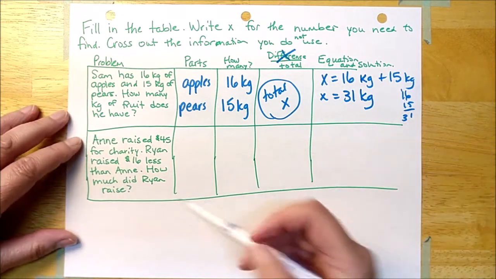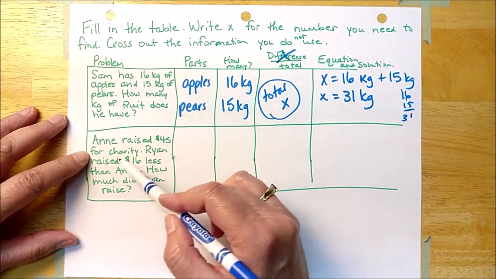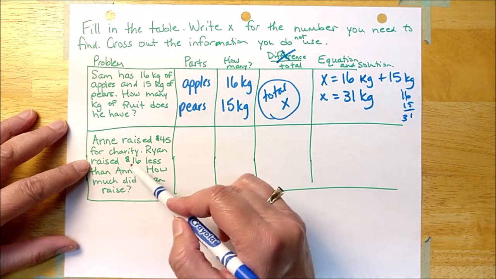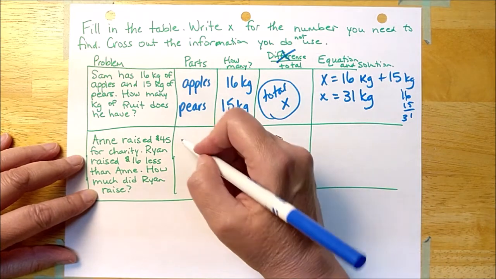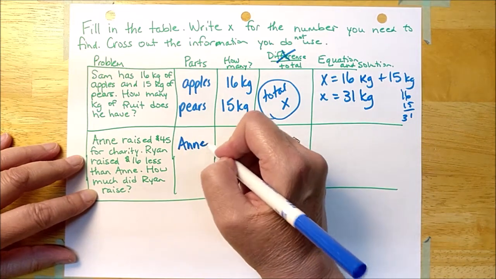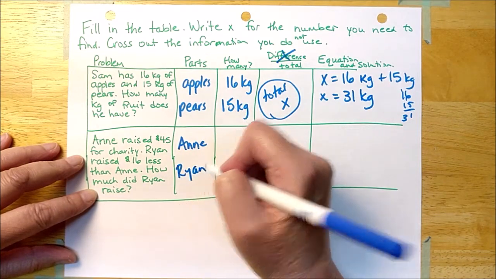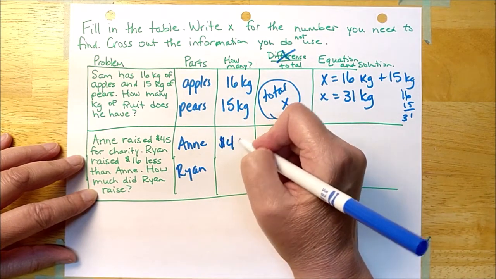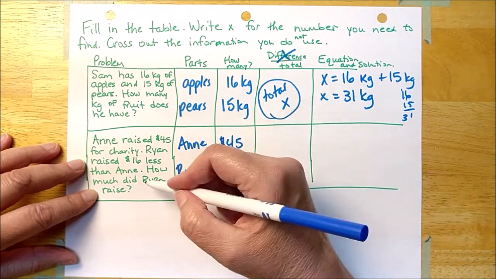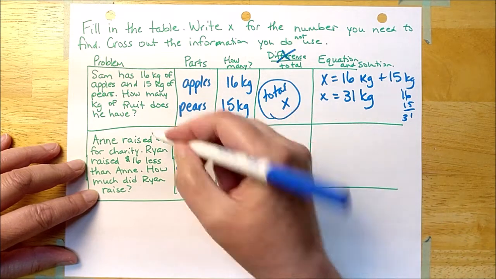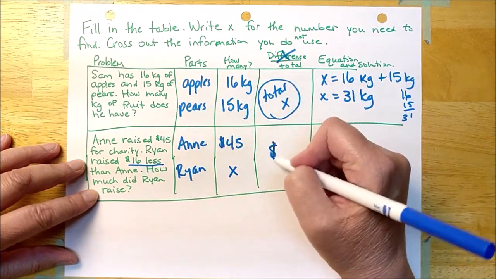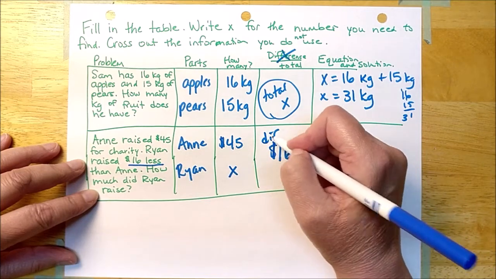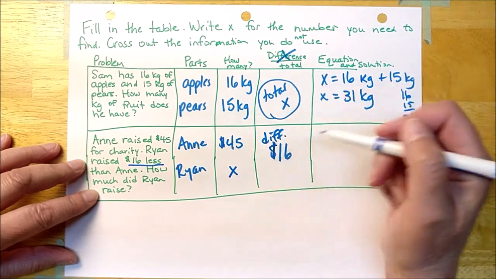Wow. All right, Anne raised $45 for charity. Ryan raised $16 less than Anne. How much did Ryan raise? So we have Anne and we have Ryan. Anne had $45. How much did Ryan raise? We don't know. Ryan has $16 less. So that's my difference. So I have my difference. I will not be looking for a total.